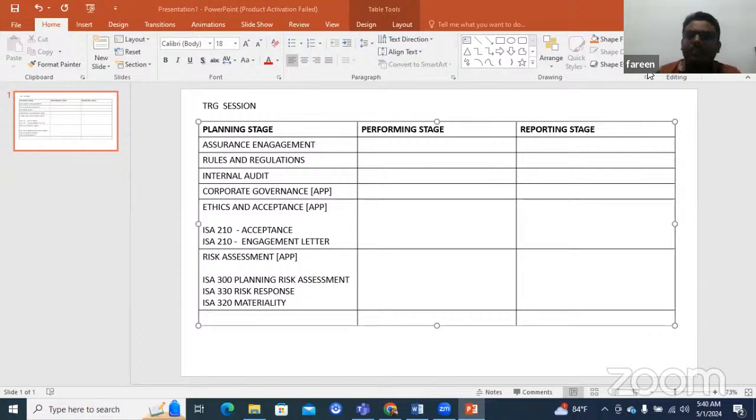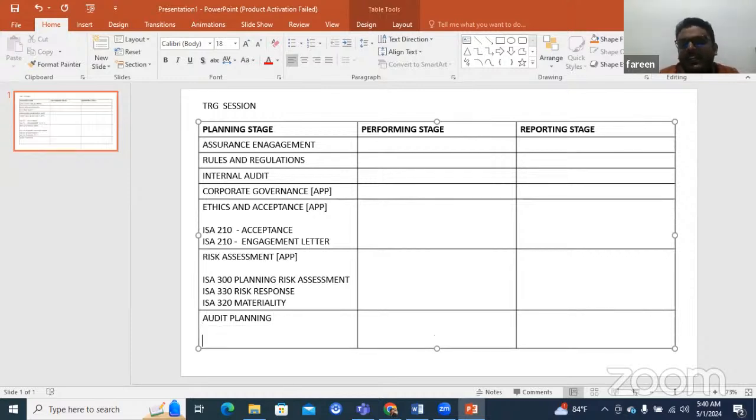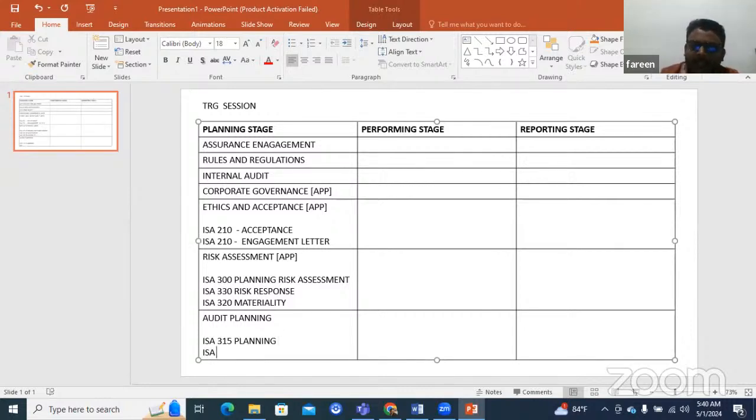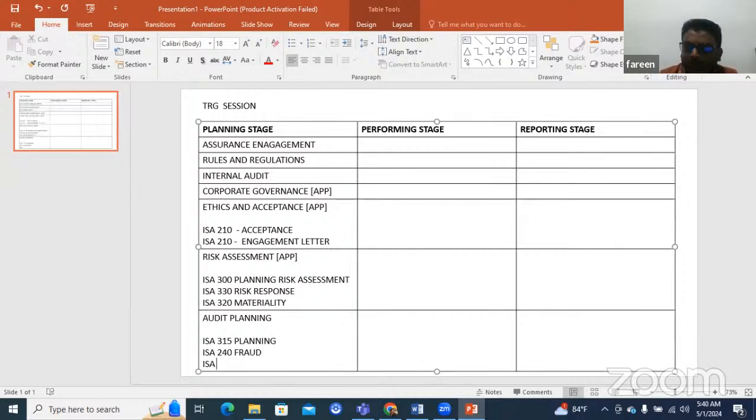Right. So, students, risk assessment is one of the important areas, because it carries 20 to 30 marks. Thereafter, you might study audit planning. Another theory topic, but I could say it's important, because you might study ISA 315, that is planning, like the audit strategy document and audit program. You might study ISA 240, that is fraud responsibility. And ISA 250, that is about compliance.